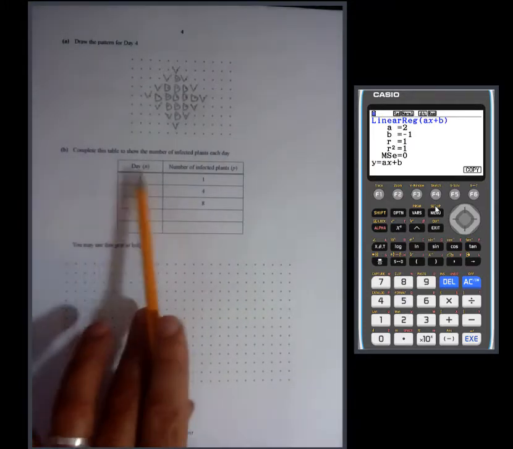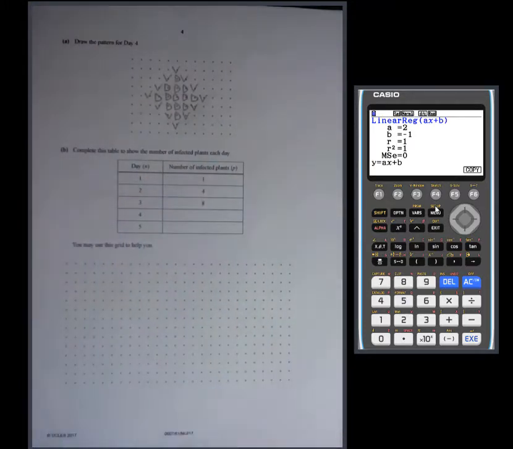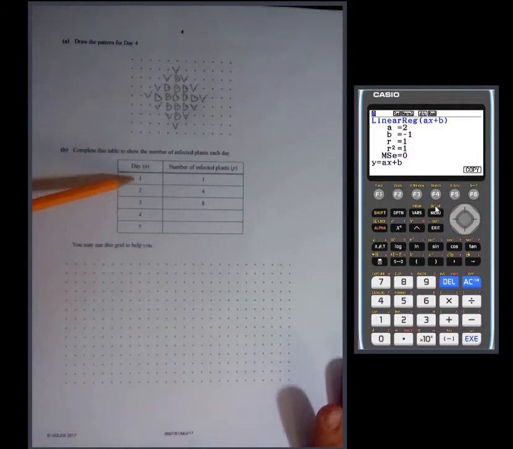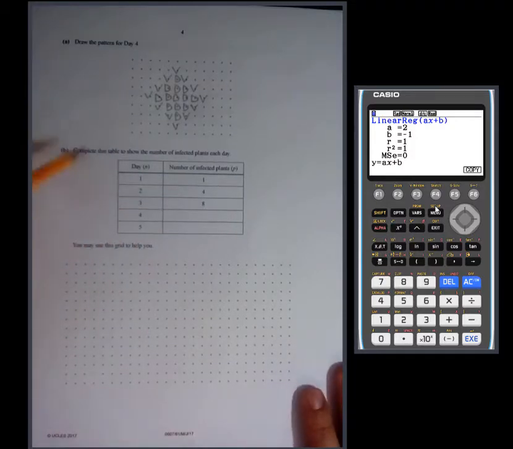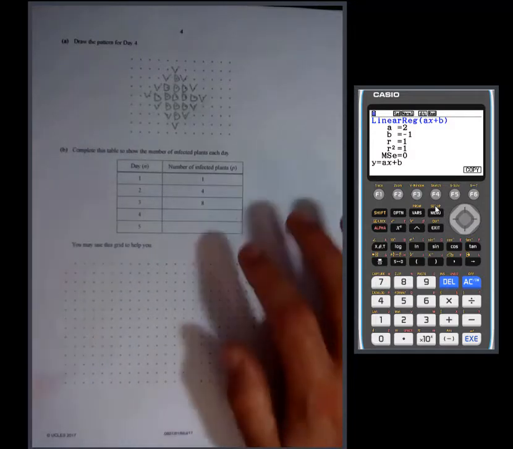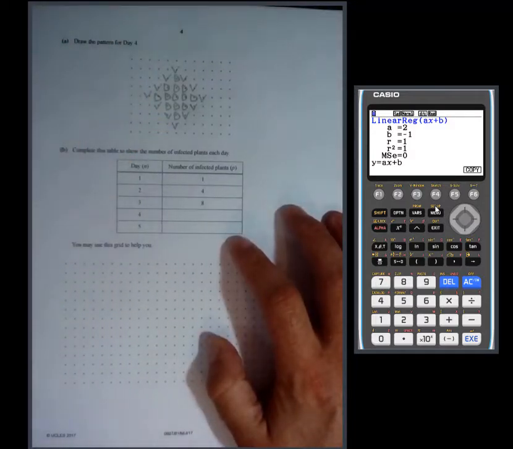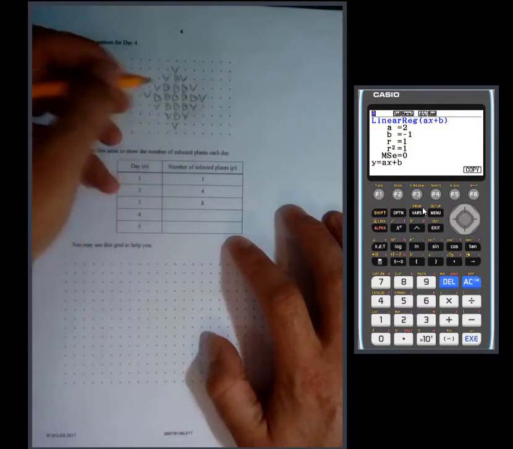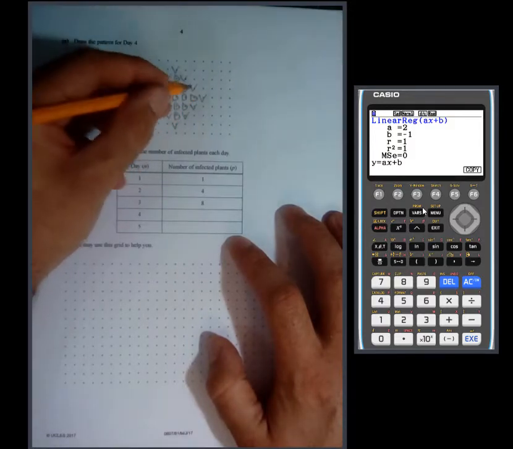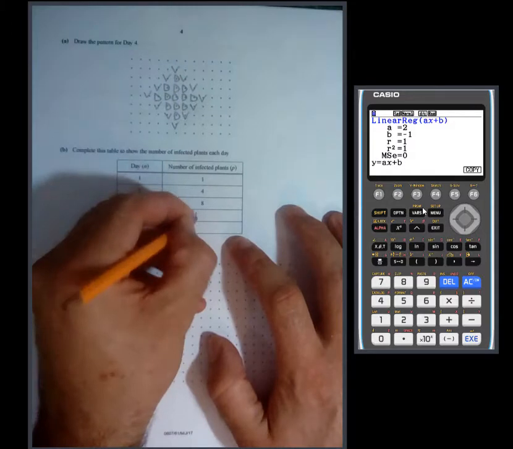Complete this table to show the number of infected plants each day. You may use this grid to help you. So it only wants the number of infected. So I already have day 1, 2, 3, and 3 days are in. So 1, 4, and 8. So this is the pattern for day 4. So I should be able to fill in day 4, which I'm just looking for infected. So just the V's. 1, 2, 3, 4, 5, 6, 7, 8, 9, 10, 11, 12.